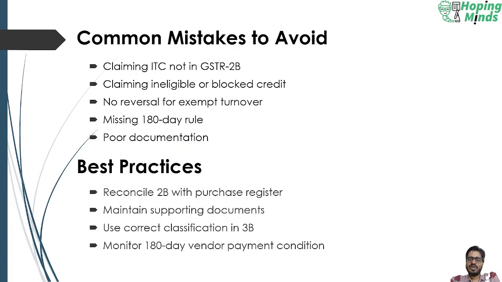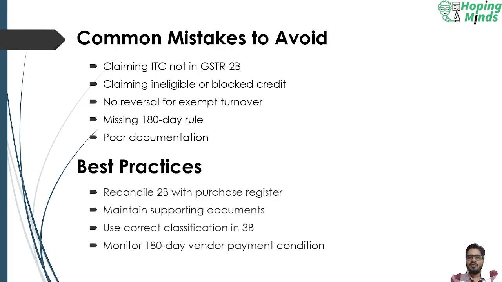Then I have to reverse the proportionate amount of input tax credit that pertains to exempt turnover. Here I have to reverse the 70% of the input tax credit that is from exempt turnover.